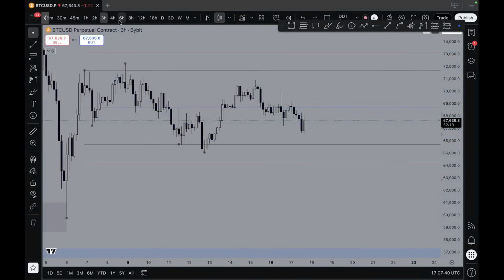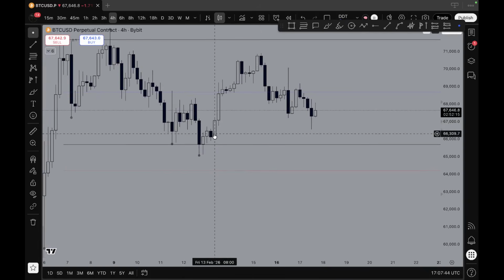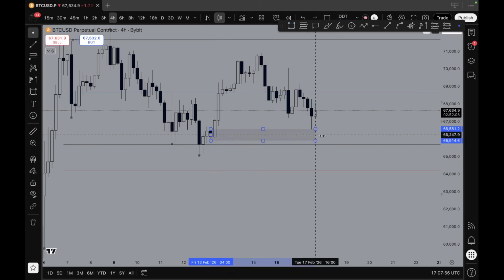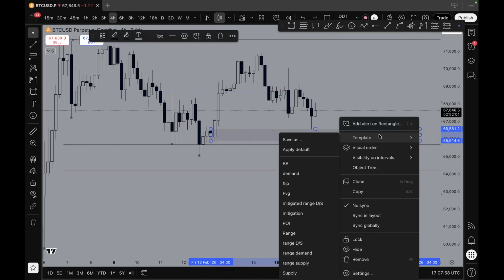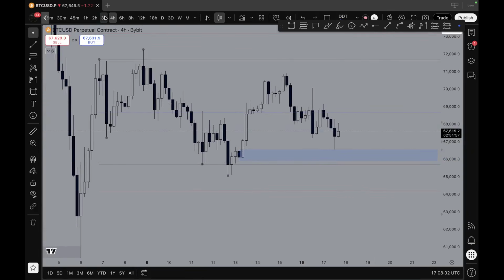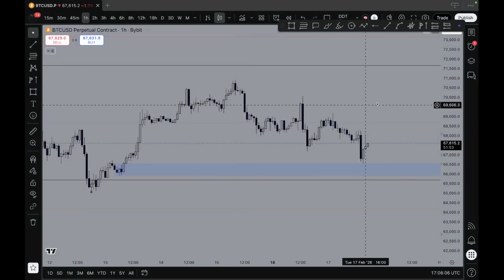But for now, we had that 4 hour OB/IM, which you can see here. You see that sellers and then buyers take over, leaving an imbalance. So you can pull it from this candle to that candle, and we can see that price tapped into it very slightly. So not a full mitigation, but price tapped into it during New York.